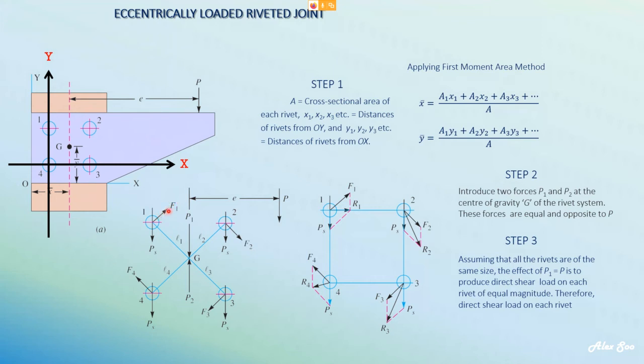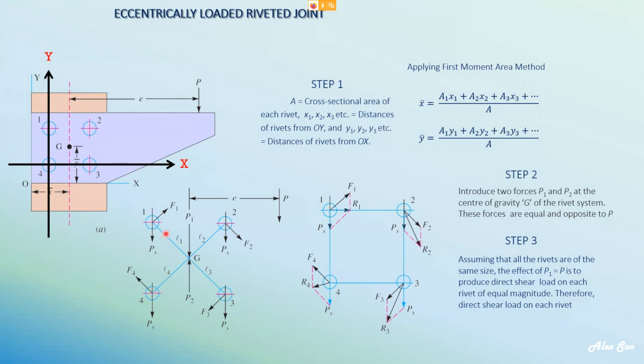Now, how to locate the secondary shear loads here on the diagram? Now we have got this, P1, P2, P3, and P4. What you need to do is draw a line from the center of rivet 1 to the CG, a line from the center of rivet 2 to the CG, a line from the center of rivet 3 to the CG, and a line from the center of rivet 4 to the CG. That is why you have L1, L2, L3, and L4.